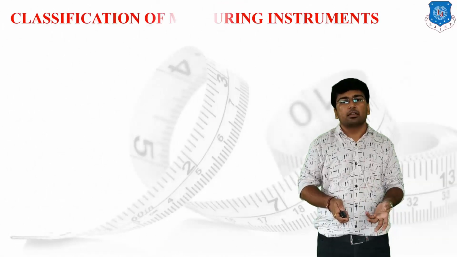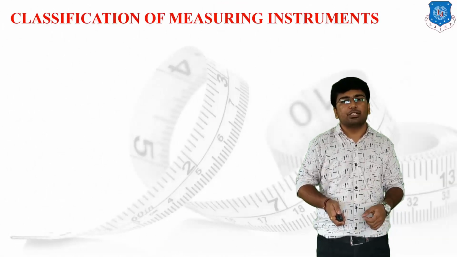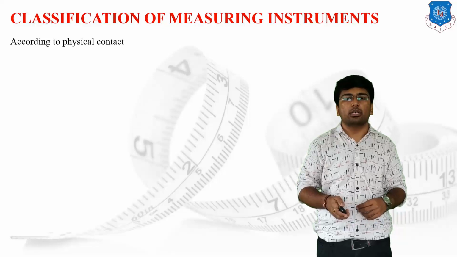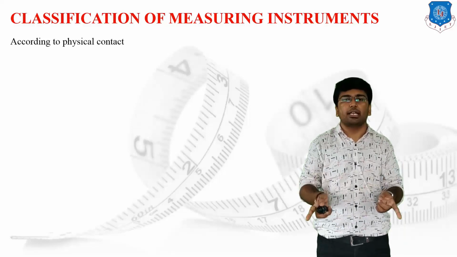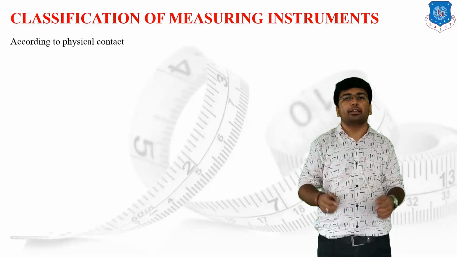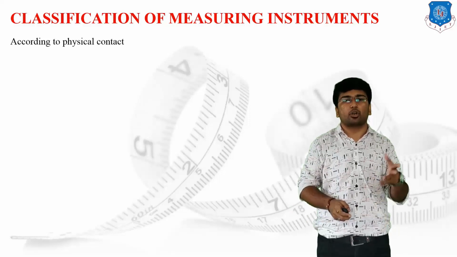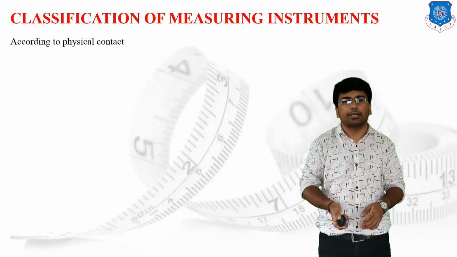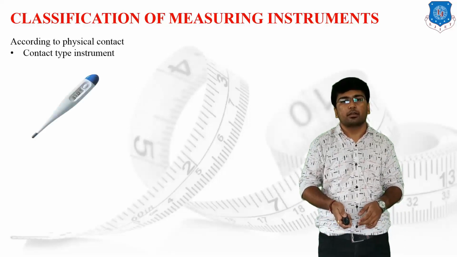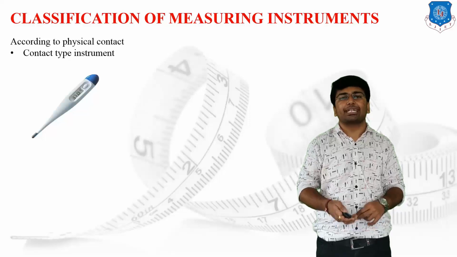Then the last category for the measuring instrument is according to the physical contact. As per the physical contact, we classify the measuring instrument into two different categories. The first one is the contact type instrument, and the second one is the non-contact type instrument. The first one, that is the contact type instrument.